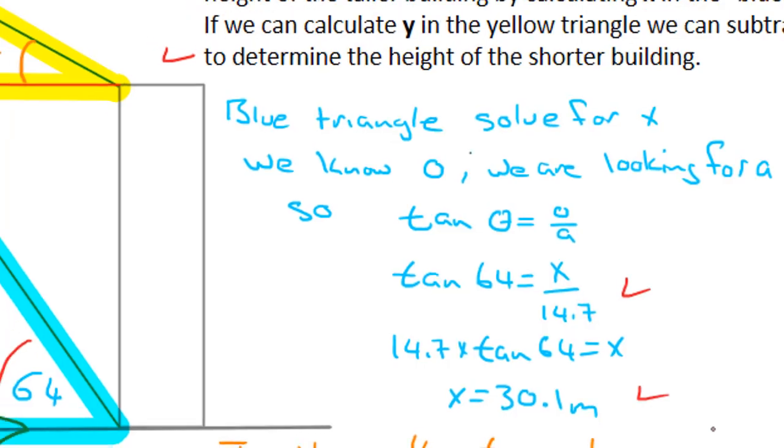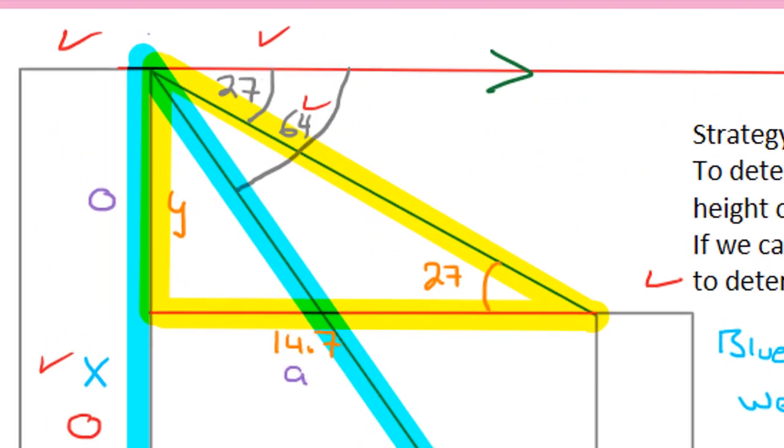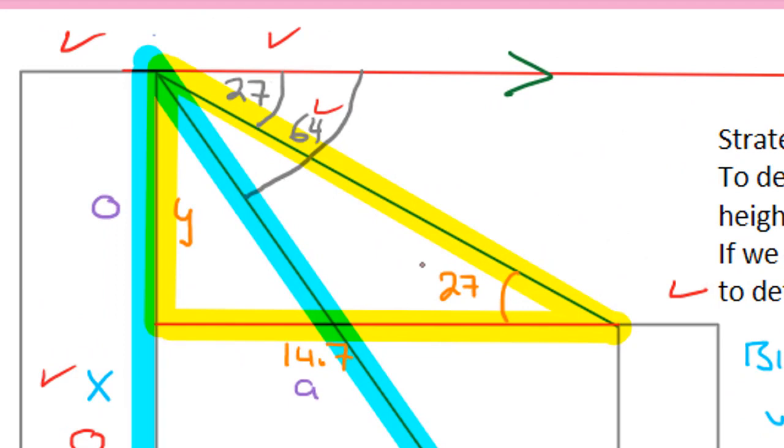Now, we don't have a triangle that is going to tell us right away how tall the shorter building is, but we do have a triangle that will tell us the difference in height of the two buildings. So in this triangle, we know that the angle down here is 27 degrees, which is the angle of depression to the top of the smaller building from the top of the taller building. We're trying to determine the difference in height, which I've marked as y, and we still know that the two buildings are 14.7 meters apart.